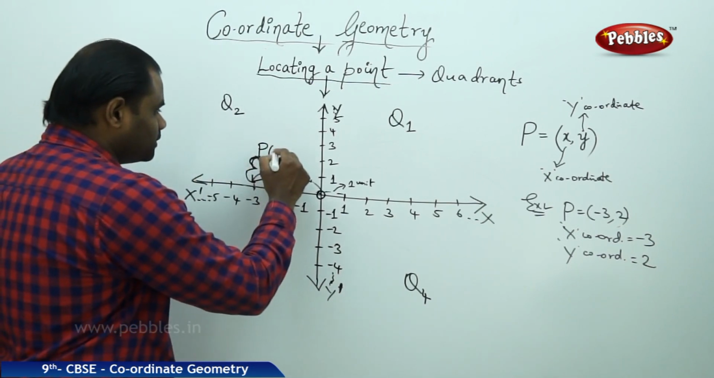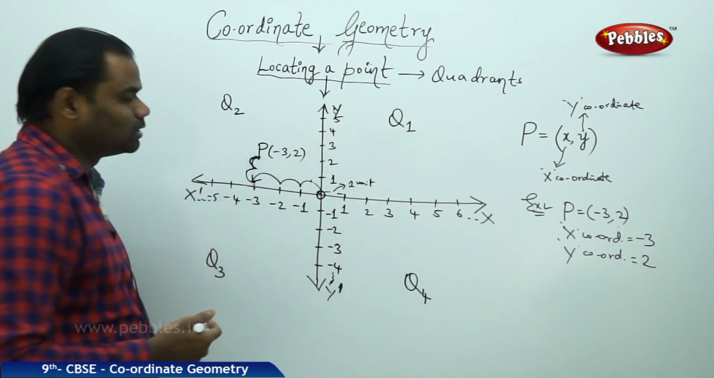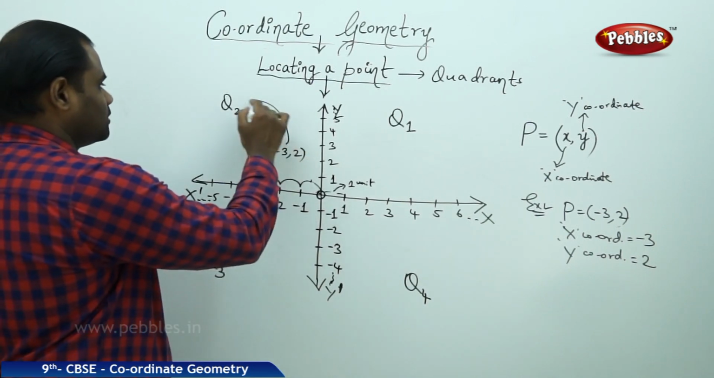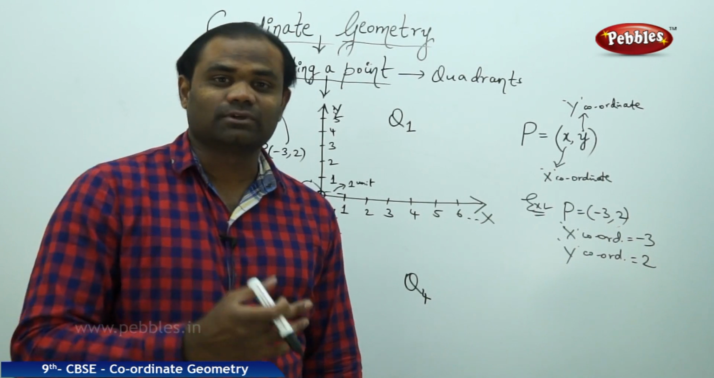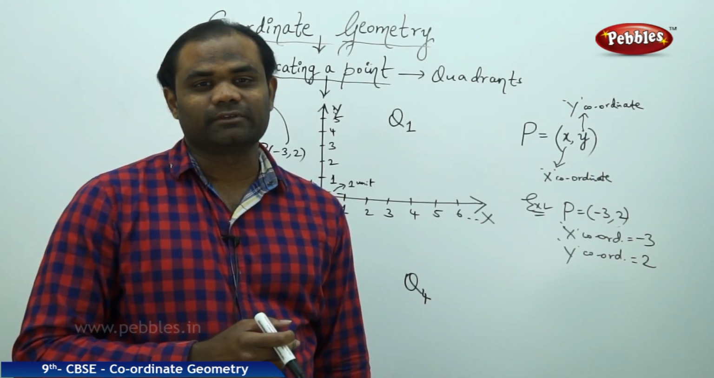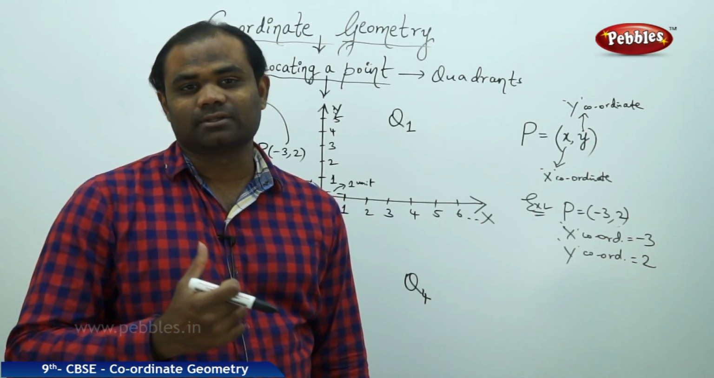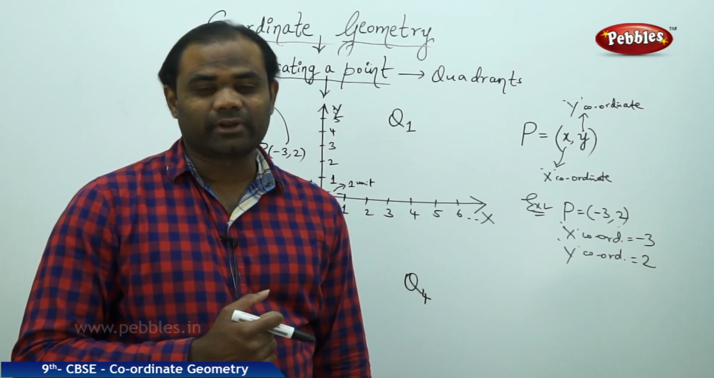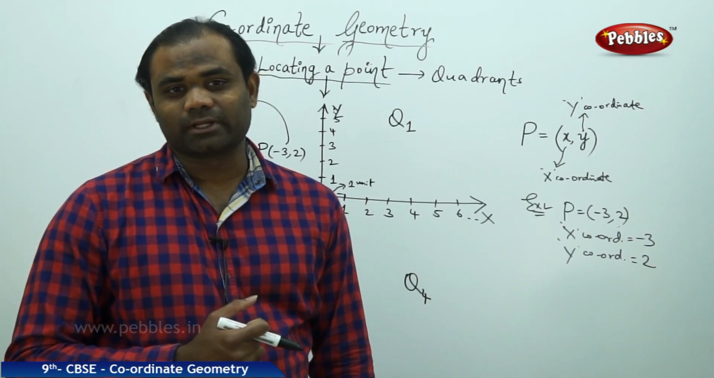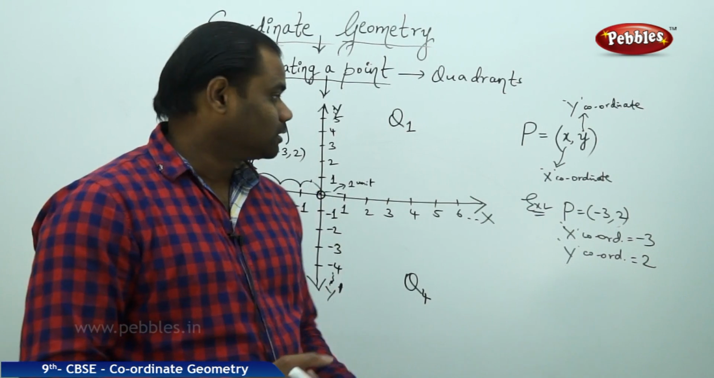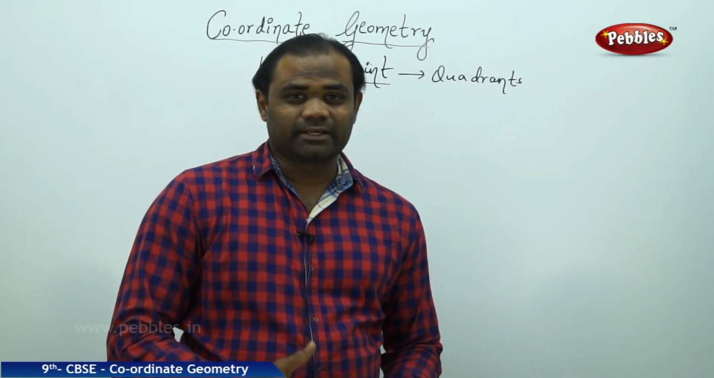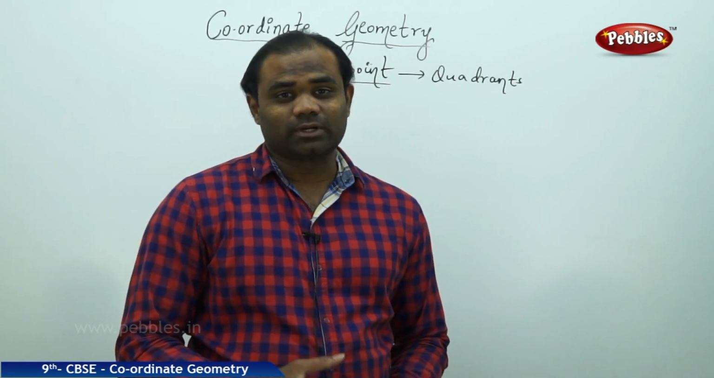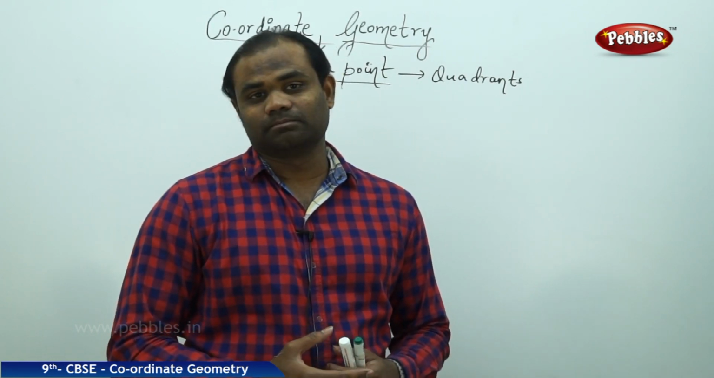So the point P, which is minus 3, 2, lies in the second quadrant. This is how we locate a point in each of the quadrants using the definition of the quadrant concept. Quadrants and locating a point are very much connected through this example problem. Now let's take another example problem to understand the concept more strongly.